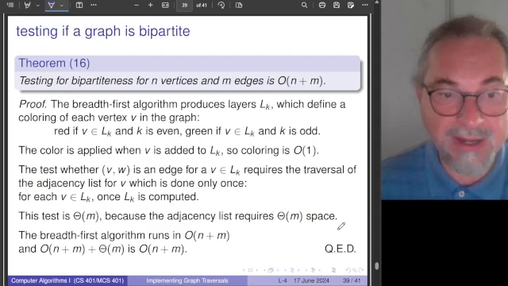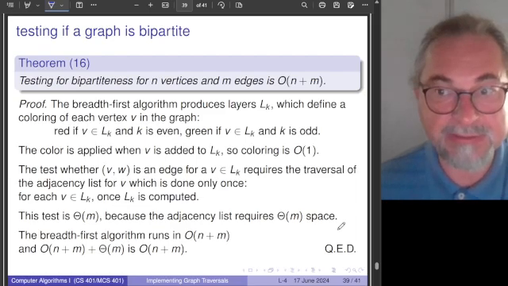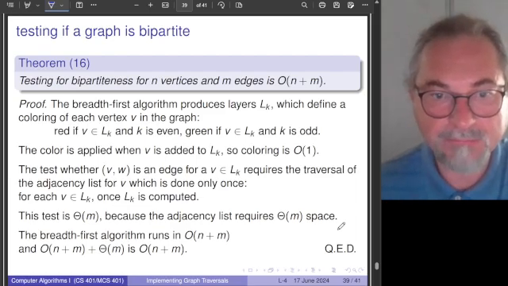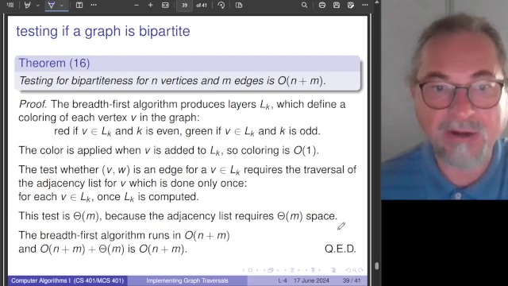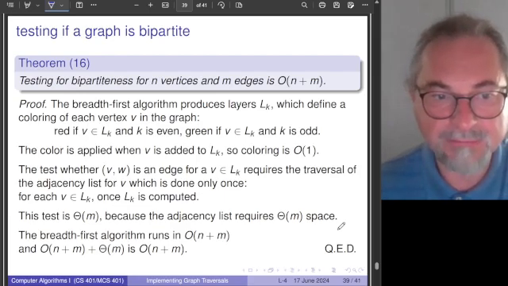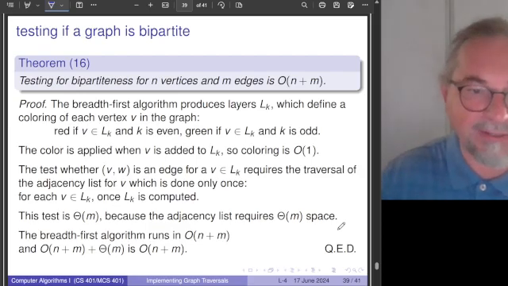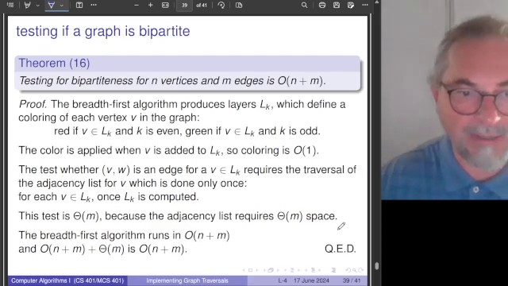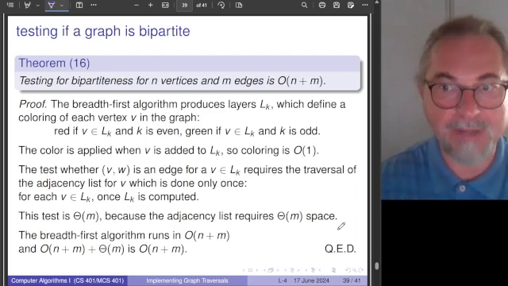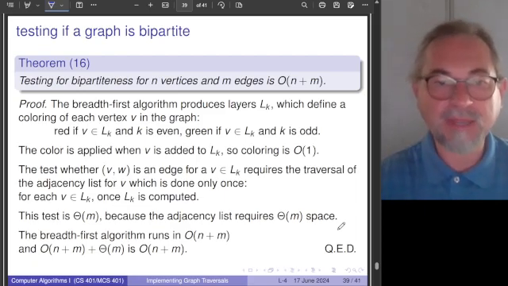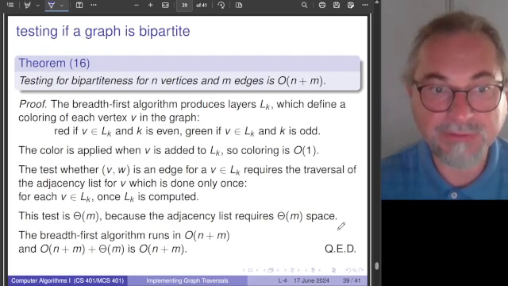Okay, so we have the extra instructions, big Theta of m. The coloring is, if you like, big Theta of n as well. But adding a big Theta to a big O does not change anything. It's just adding a constant in front of the m. And that gives the proof.